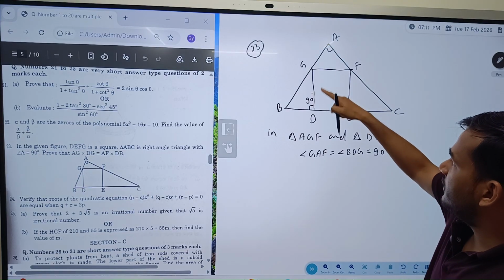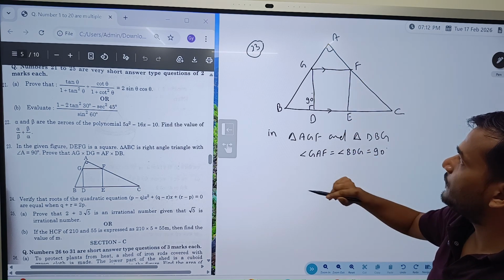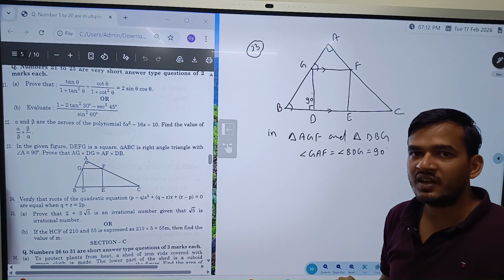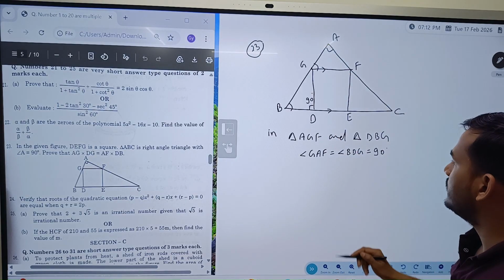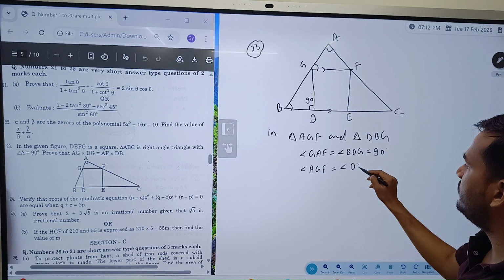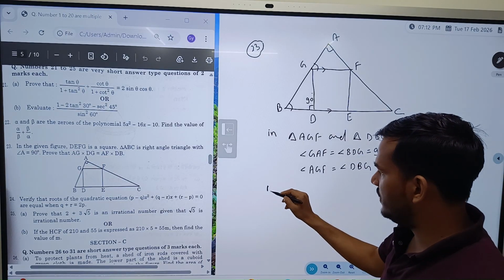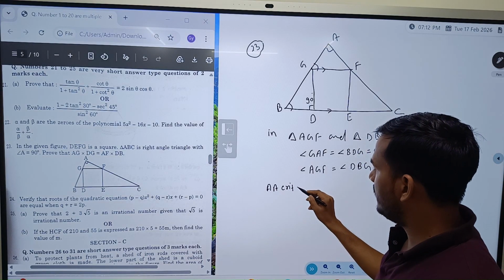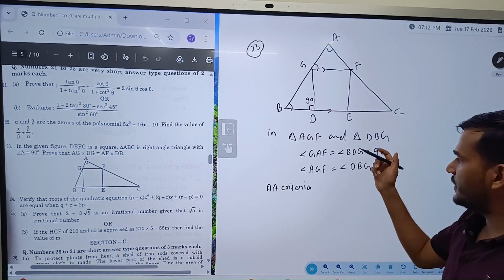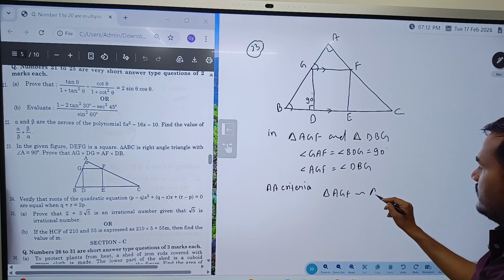And look, DEFG is a square, so this side is parallel to this one. So we can say these two angles will be equal because they are corresponding angles. So angle AGF is equal to angle DBG. Now by AA criteria of similarity, we can say triangle AGF is similar to triangle DBG. AGF and DBG are similar.